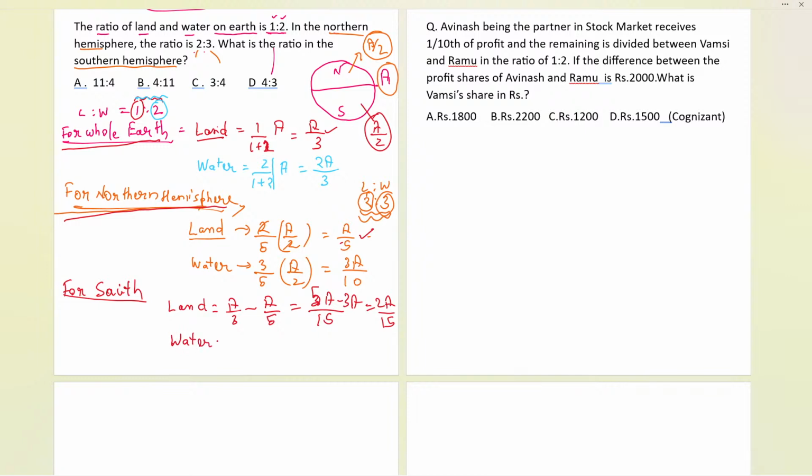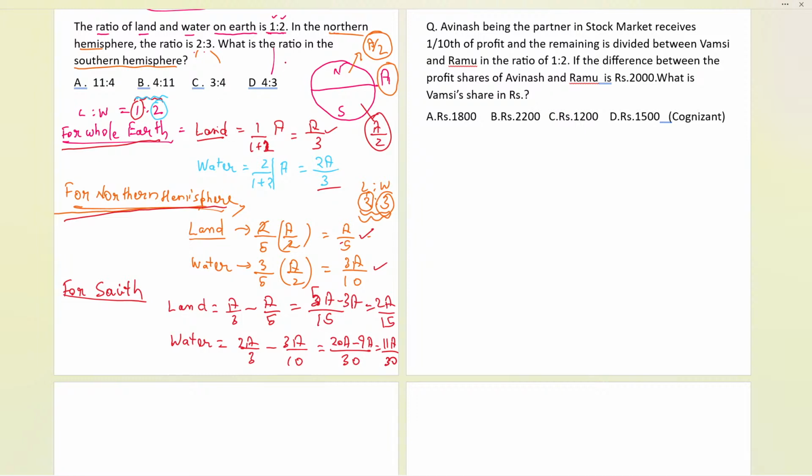Similarly for water as well, let us write over here. Total water is 2A by 3, and the water used is 3A by 10. Take the LCM; LCM is 30. Now we can write 3 times 10, so 20A minus 9A, that will be 11A by 30 that we are getting over here.